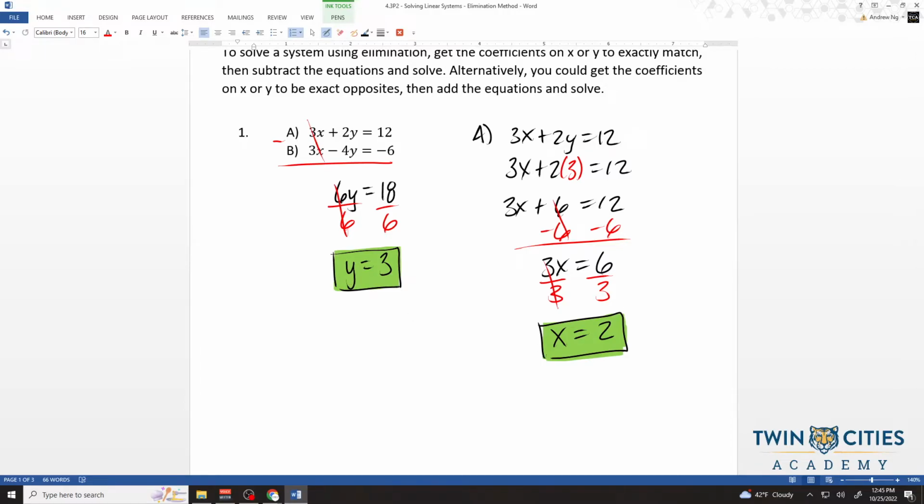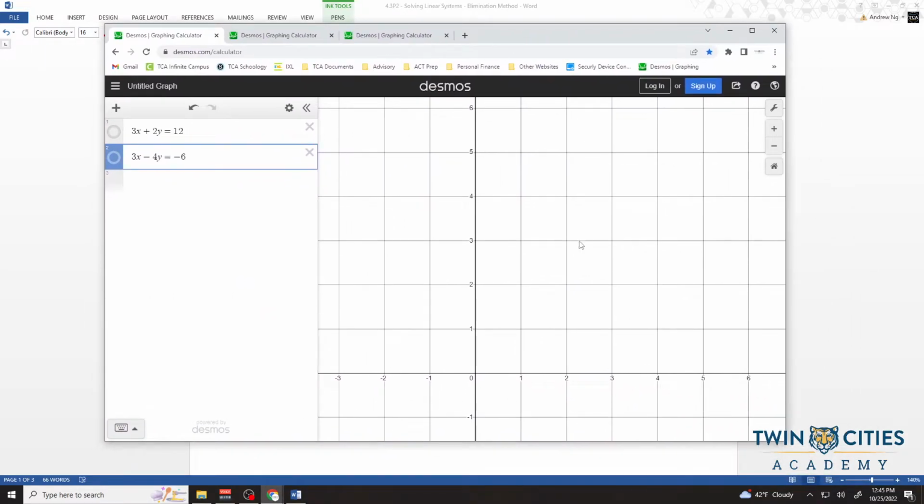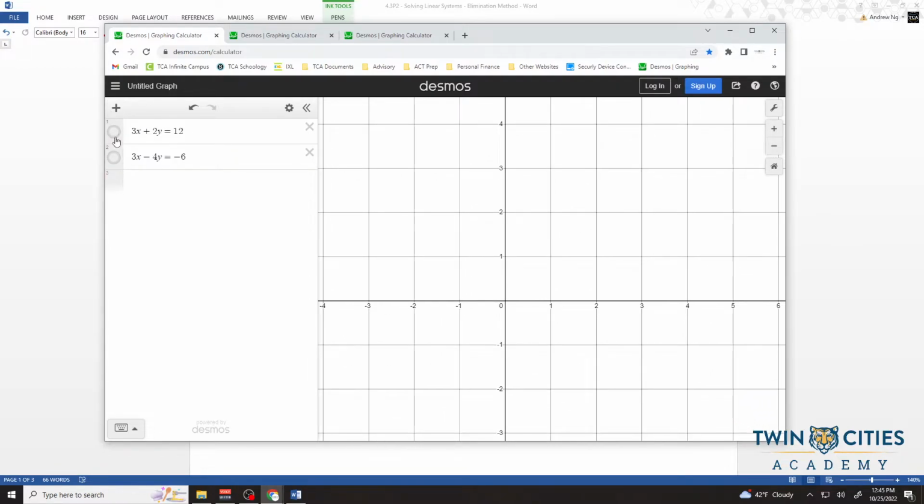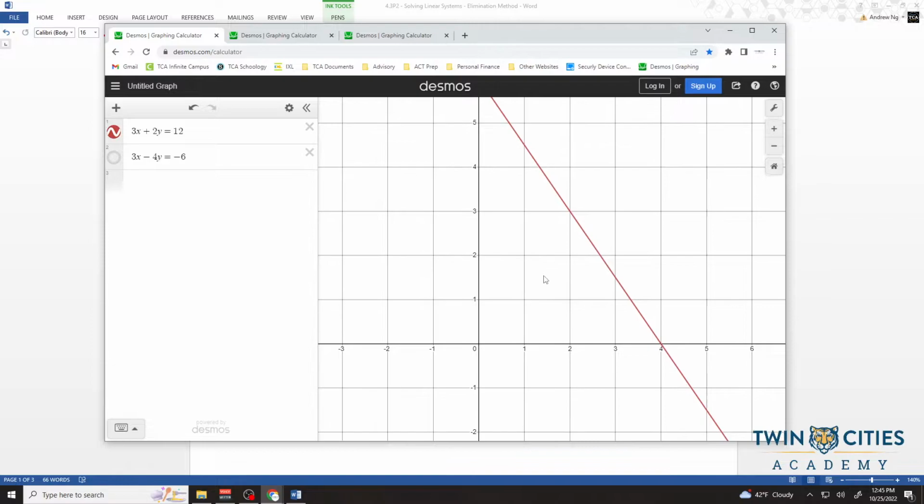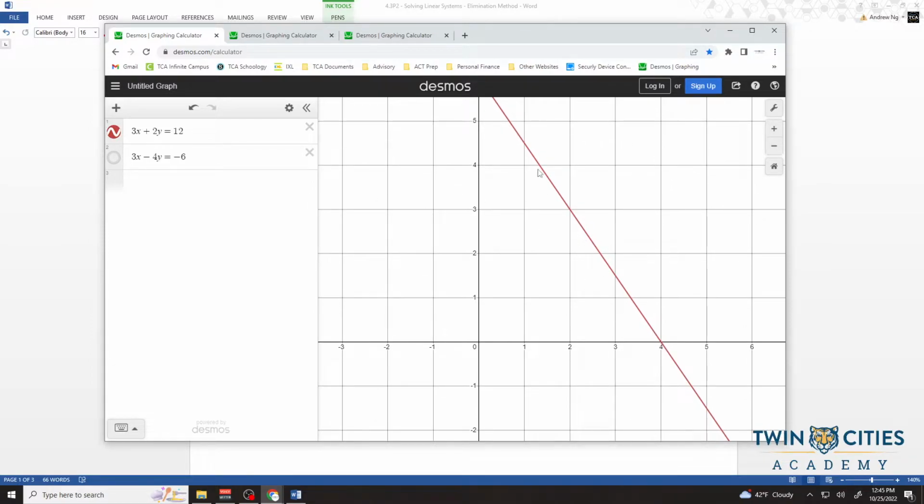In fact, let's take a look at that. So here's Desmos, and my first equation, let's activate that, is going to be this red line right here. And the second one is this blue line. Normally, we would just graph one of these at a time, but because this is a system, I'm going to turn both of these on, and you'll see that these two lines do intersect, and their exact intersection is the point 2, 3. X equals 2, y equals 3. And that's what you're solving for.